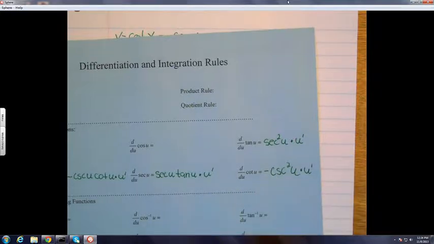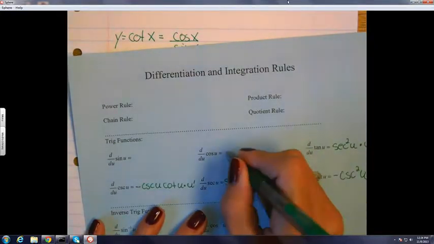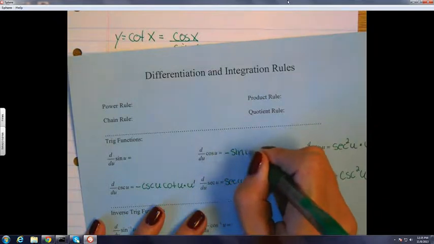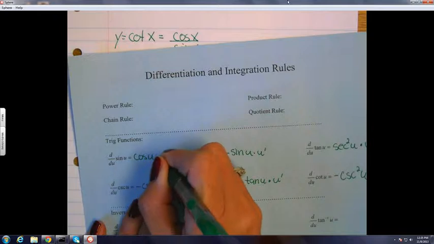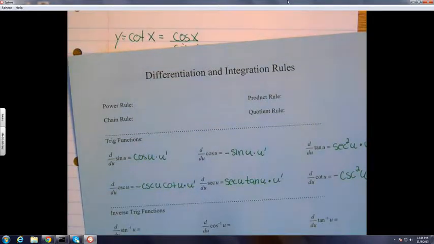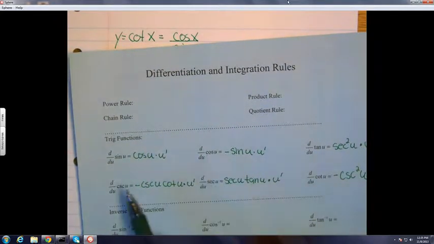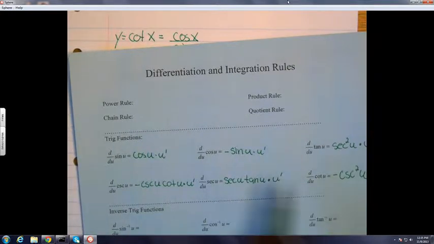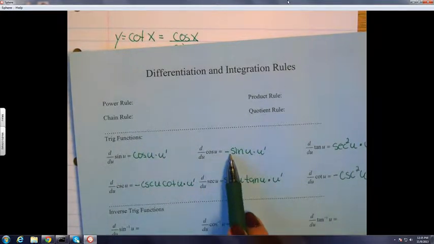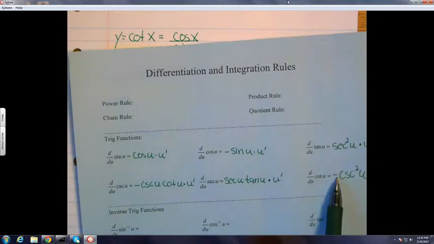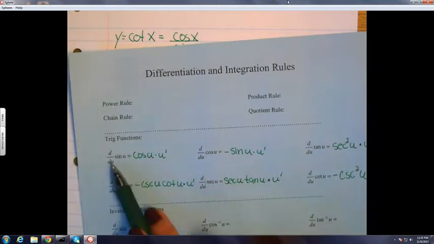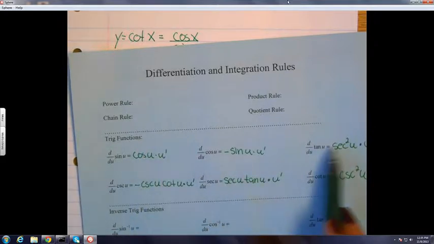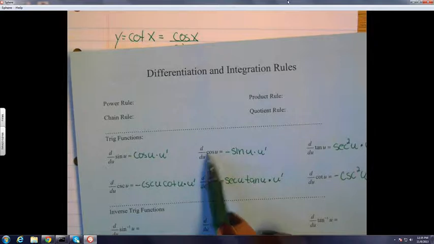Okay, one thing to notice. All of the functions that start with a C, cosine, cosecant, and cotangent, every one of their derivatives starts out with a negative. The other three functions that don't start with the C, the tangent, the secant, and the sine, none of their derivatives start with that negative. So that's just something that's kind of easy, to help you remember. If the function starts with a C, its derivative has a negative.